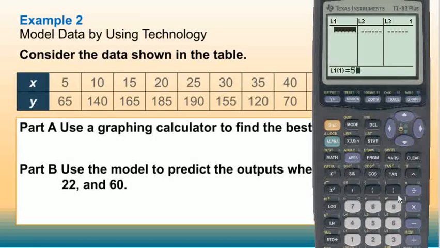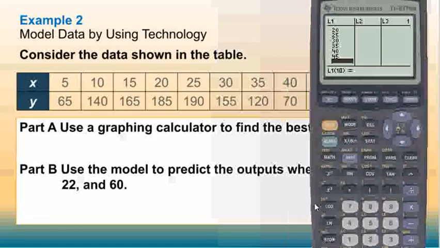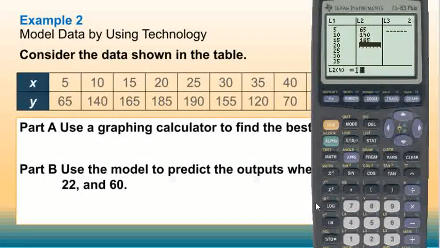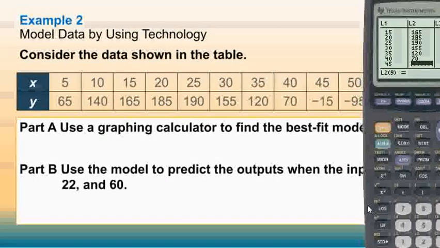Okay, so we got 5, 10, 15, 20, 25, 30, 35, 40, 45, and 50. And then our Y values, we got 65, 140, 165, 185, 190, 155, 120, 70, and we have -15 and -95.